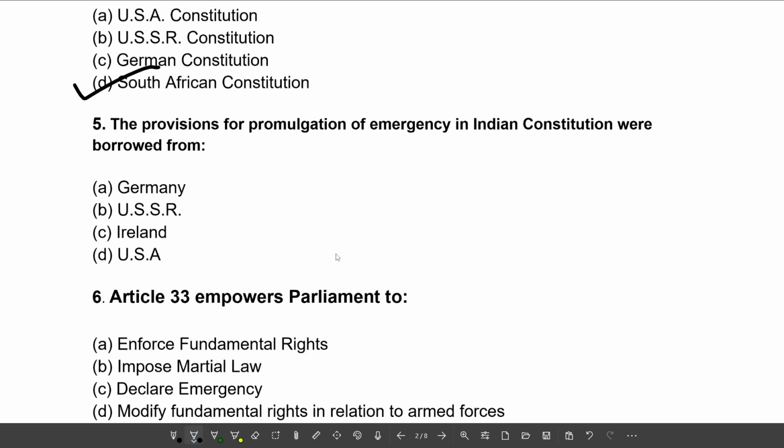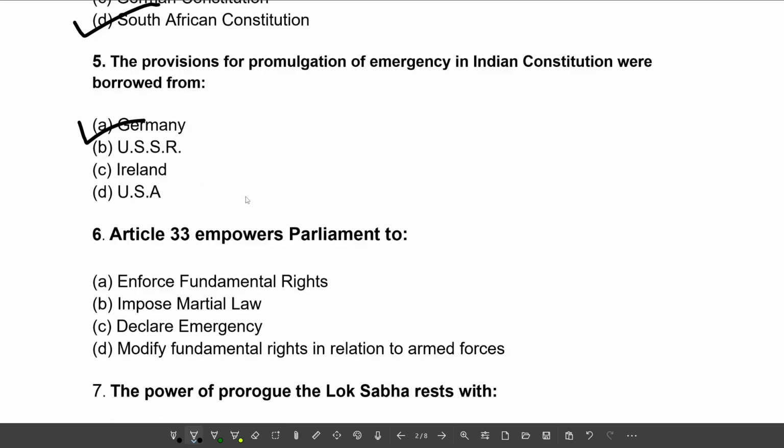Next question. The provision for promulgation of emergency in the Indian Constitution was borrowed from option A, Germany; option B, USSR; option C, Ireland; and option D, USA. So the correct option will be option A, Germany.